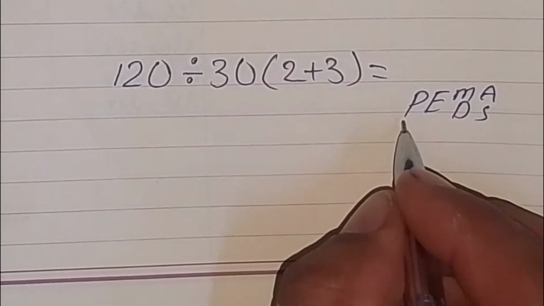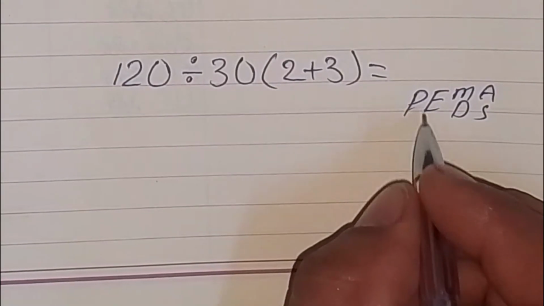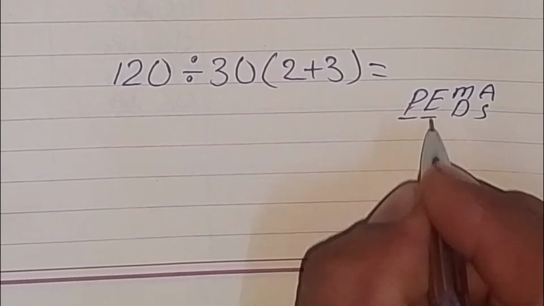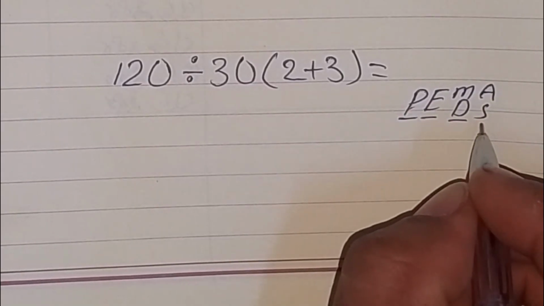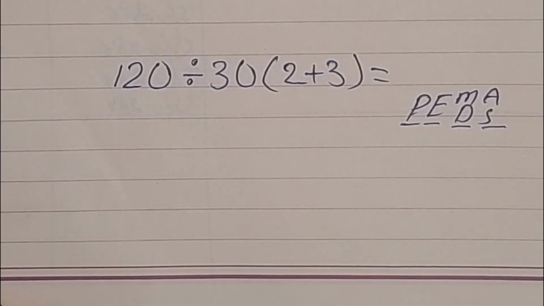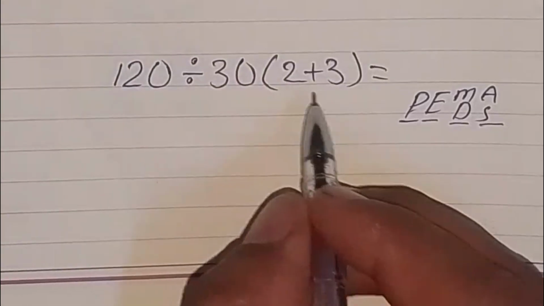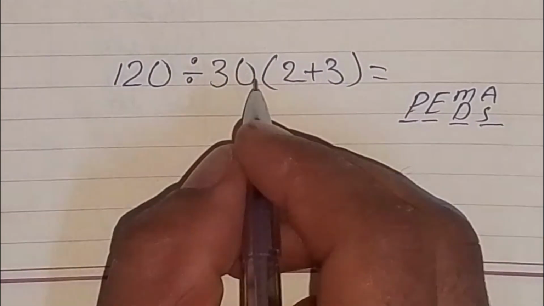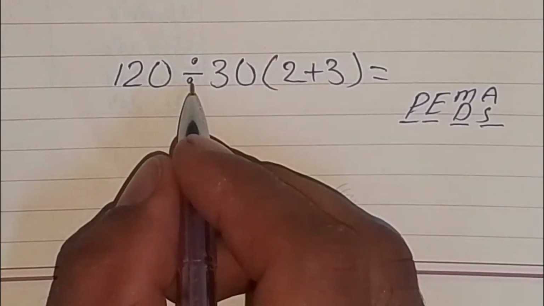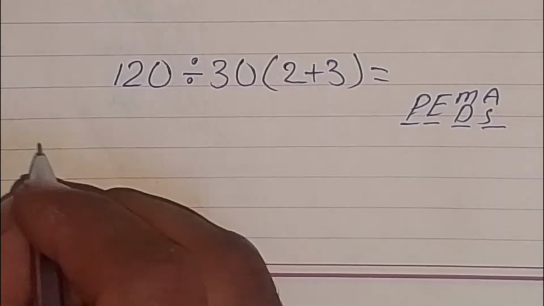Now we solve first of all parentheses, then exponent, then multiplication and division, then addition and subtraction. Now we have one parenthesis here and one multiplication here and one division here.